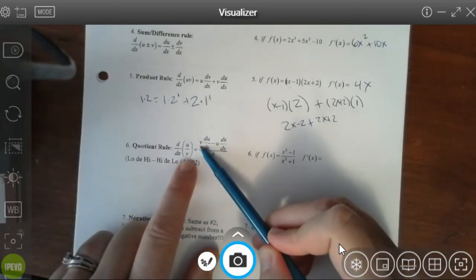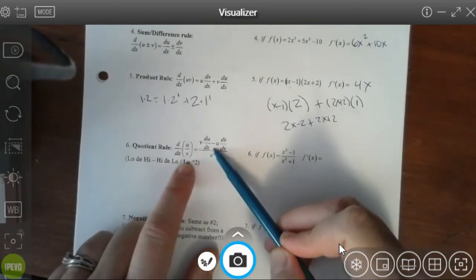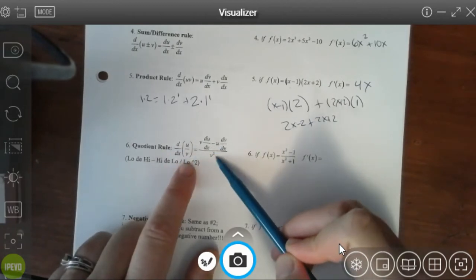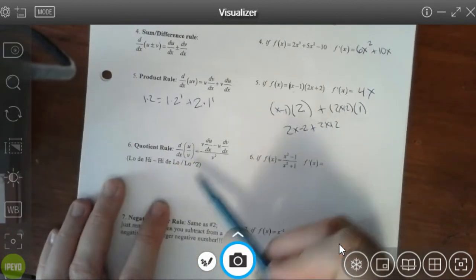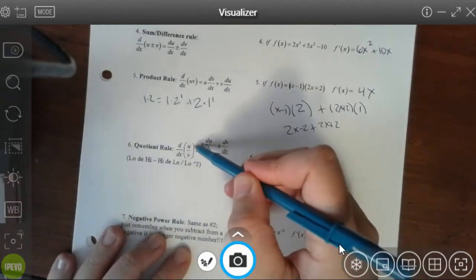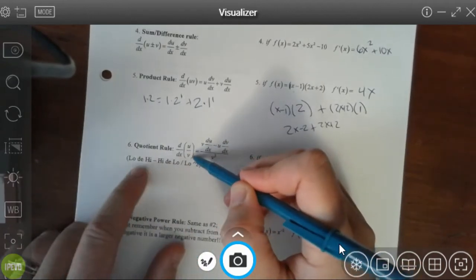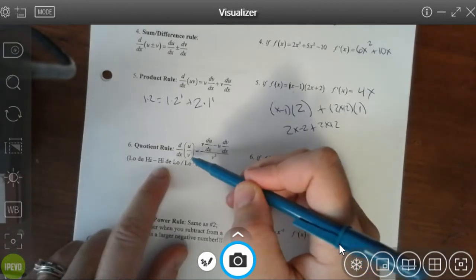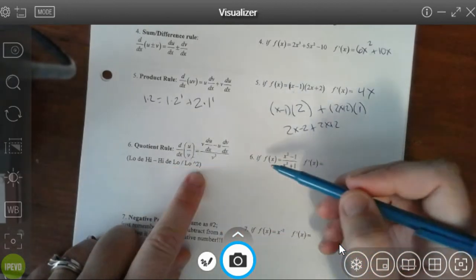So it says you have the bottom times the derivative of the top minus top times the derivative of the bottom over the bottom squared. Sometimes you'll hear professors use "low" for the bottom and "high" for the top, so they go high d low d high minus high d low over low squared. I just remember I start with the bottom, and that's how I do it.